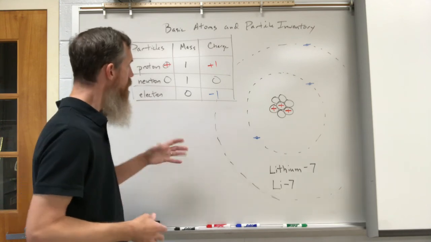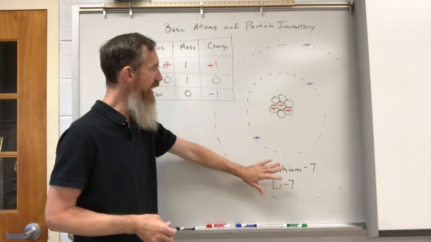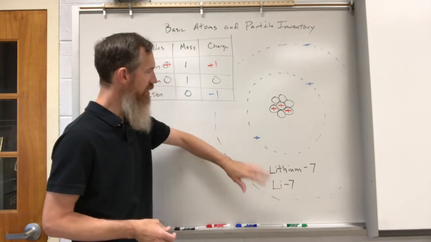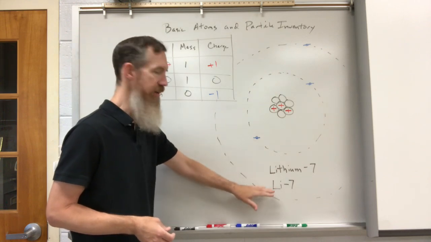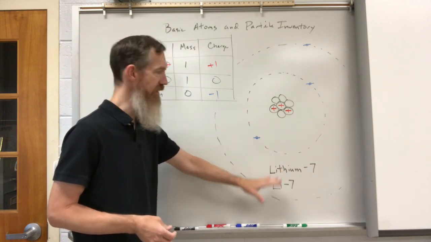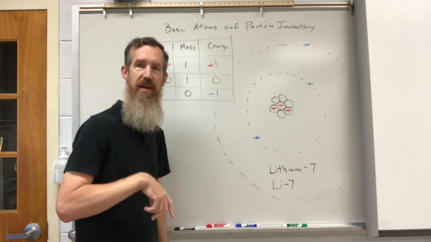Now, when I understand this, I can build an atom. And so we're going to talk about how we read chemical names or element names, and talk about what we call mass numbers and do a particle inventory. We're going to take a small break, and we'll get to that.